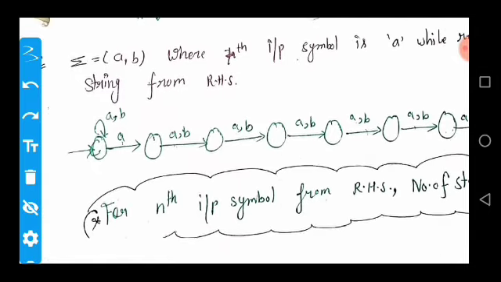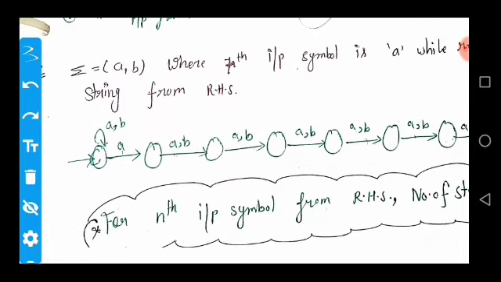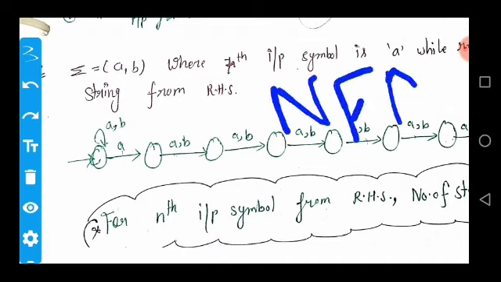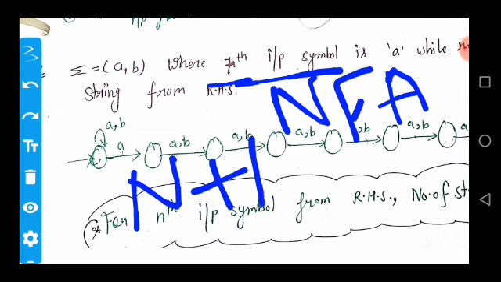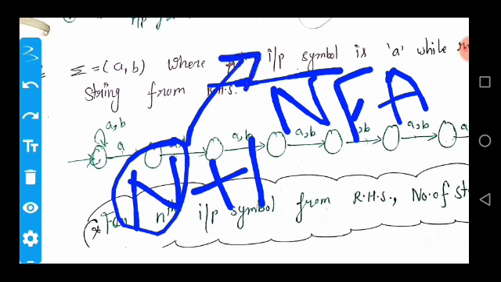The first question: sigma equal to a comma b, where sigma is the input alphabet, and the seventh input symbol from the right hand side is A. So it is for NFA. Then we say that the seventh input symbol is A. Then we can easily say the number of states for NFA is n plus 1, where n is 7. Then the total number of states is equal to 8.